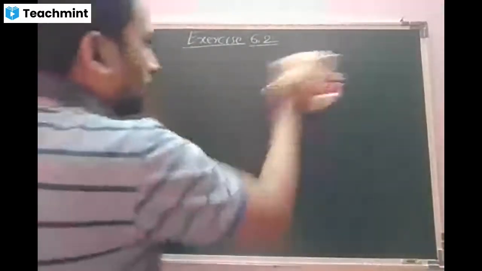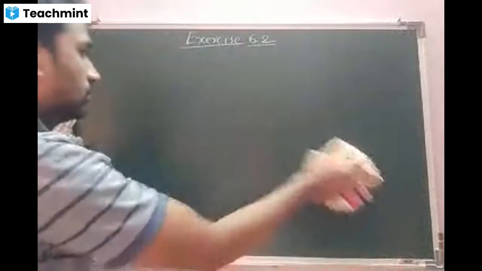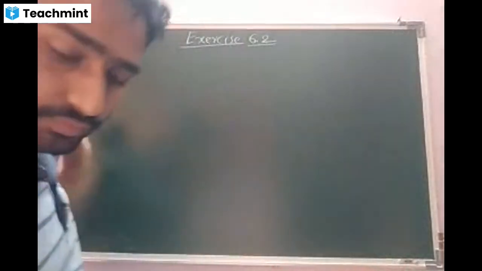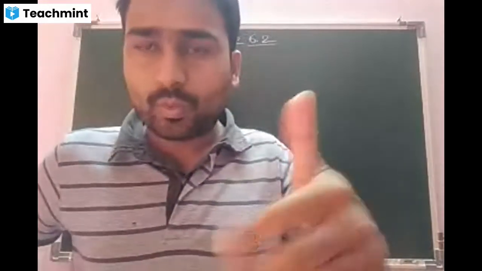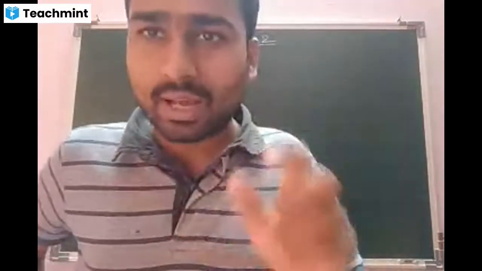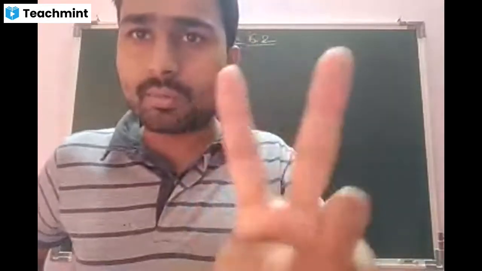E and F are points on the side PQ and PR respectively of a triangle PQR. For each of the following cases, state whether EF is parallel to QR. First, PE is equal to 3.9 centimeter, EQ is equal to 3 centimeter, PF is equal to 3.6 centimeter, and FR is equal to 2.4 centimeter. Very good.